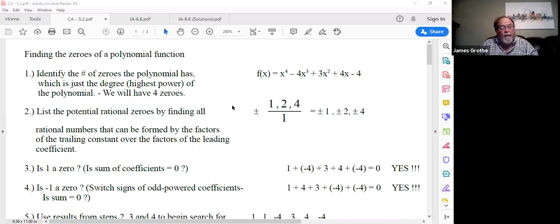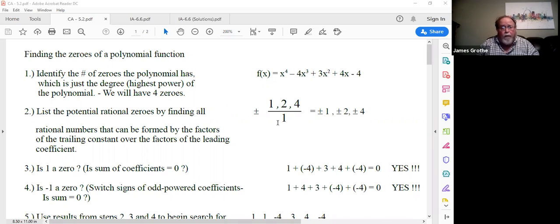Next thing we'll do is to use the rational zeros theorem by listing the potential rational zeros. If you recall, rational numbers are quotients of two integers. For zeros of the polynomial, the numerator of that quotient is going to be the factors of the constant at the end of the polynomial, 4. And there are 3 factors, 1, 2, and 4. The denominator of the rational zero is going to be the factors of the lead coefficient, which in this case is 1, which has only one factor, and it's 1.